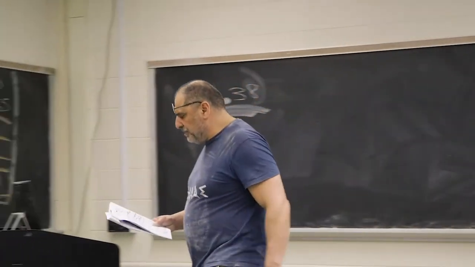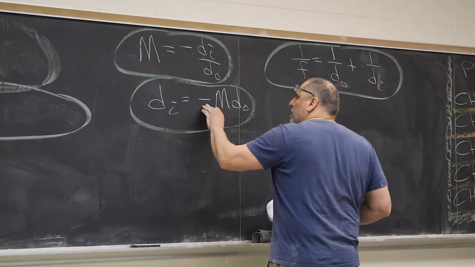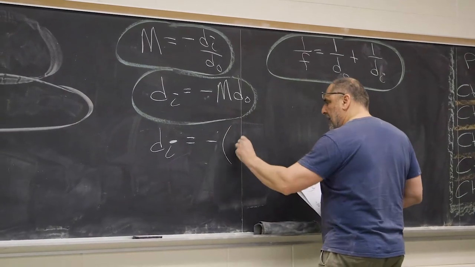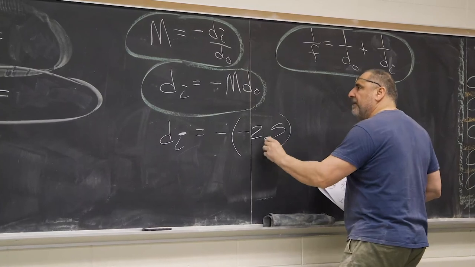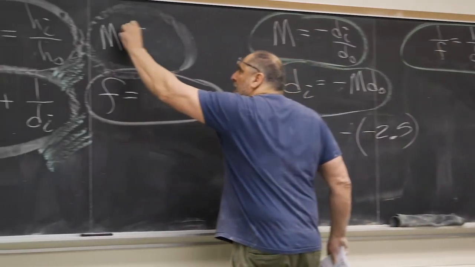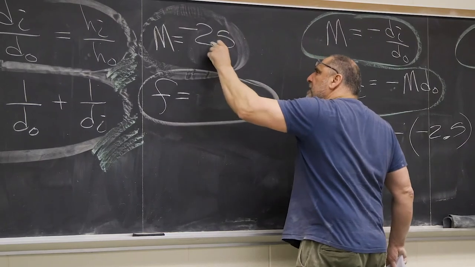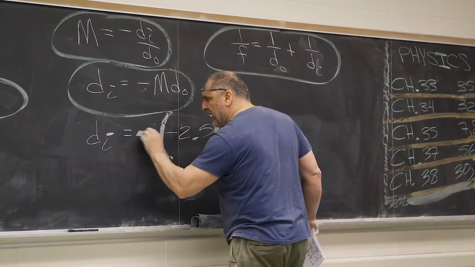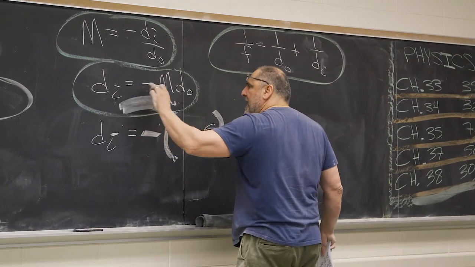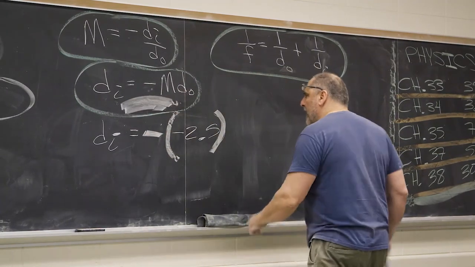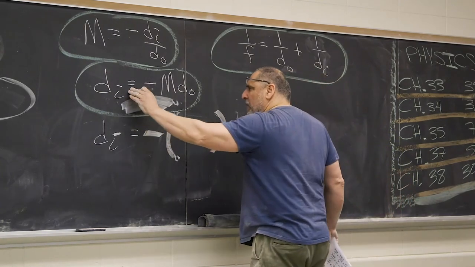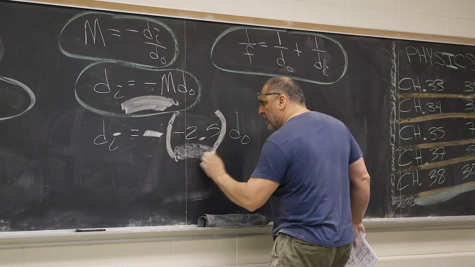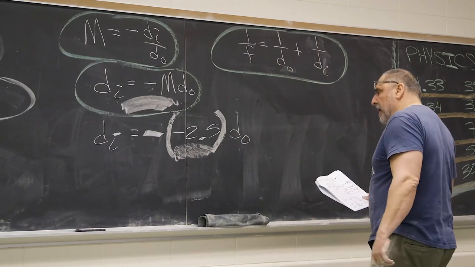So we know this is true, which means DI equals negative. The magnification, guys, for the record, is -2.50. They gave us that. -2.5 is the magnification. All right, if that's the magnification, put the magnification there, put a negative in front here, because I'm solving this. DI equals negative MDO, times DO. DI equals negative MDO. Sounds pretty good.